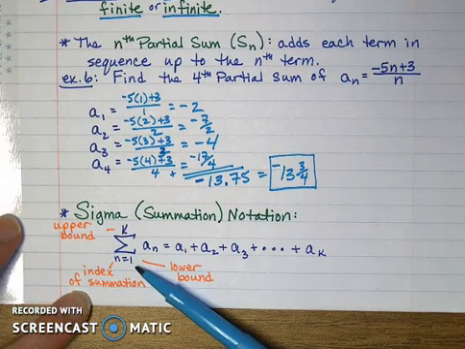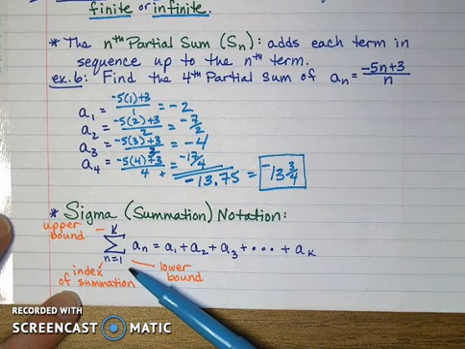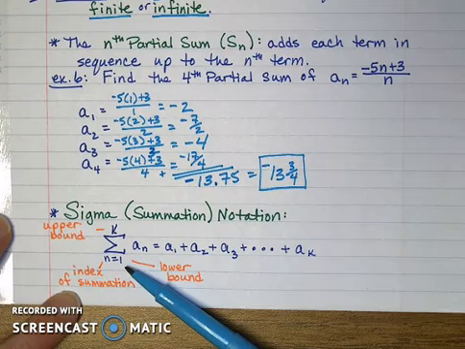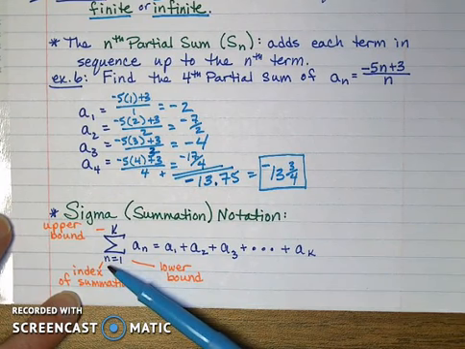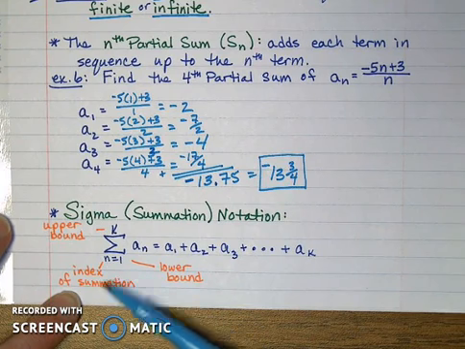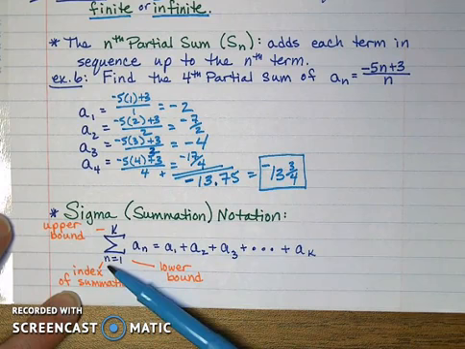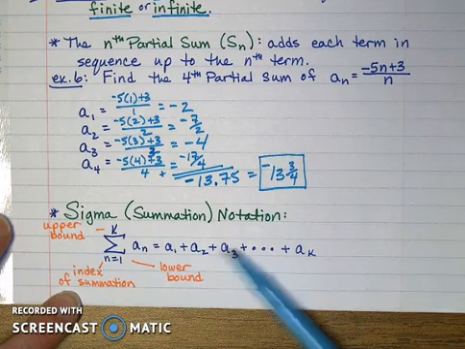Usually you start at 1. Occasionally it's at 0, and even more rare would be somewhere else. It's usually at 0 or 1. The value here can be any letter, and that is the index of summation, but that value is going to be what is in the equation.